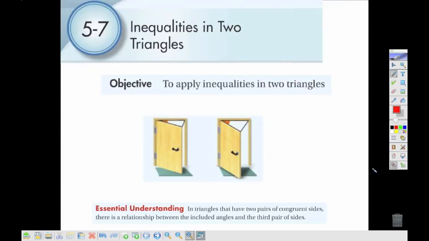In section 7, we're going to be looking at inequalities in two triangles. And the main idea here is just thinking about a hinge. Now, if we think about opening a doorway, the doors would be the same size, the wall would be the same size, but the further you open this, so the larger your angle is, the greater the distance will be over here. And that's basically what this lesson is about.